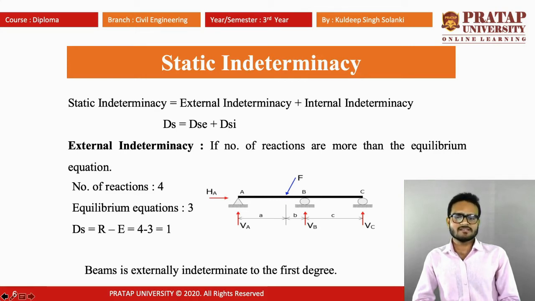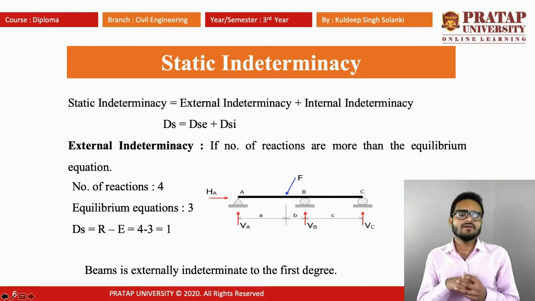I think you clearly understand what external indeterminacy is. If the number of reactions is more than the number of equilibrium equations, we check how many equilibrium equations are available and how many reactions are available. In this case we have 4 reactions and we have 3 equilibrium equations. Now the difference is 1, it means the beam is externally indeterminate to the first degree. Is it clear? Okay.